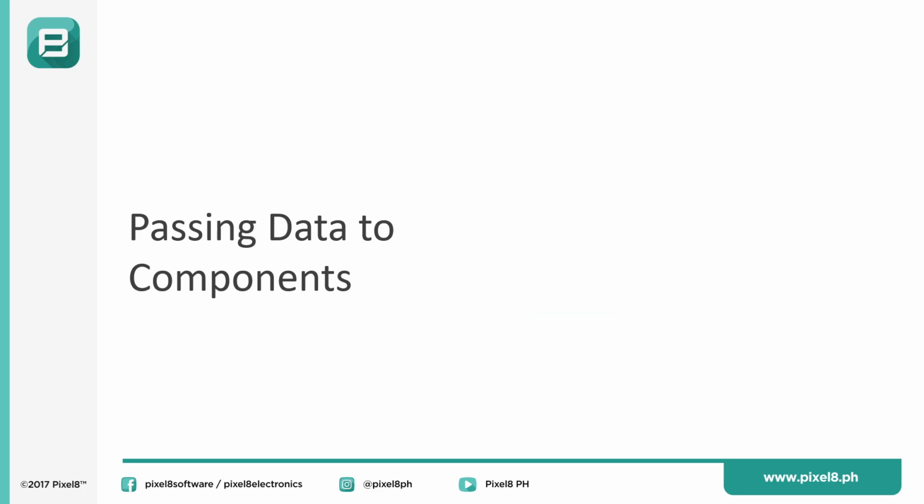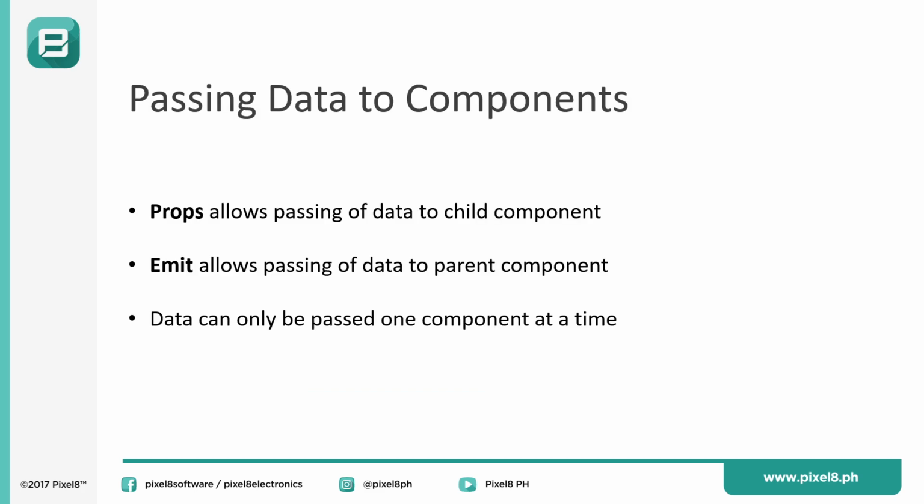So how do you pass data between components? We have two ways to do that. First is props and the other is emit. So what's the difference? Props basically allows the passing of data from the parent component to the child component, whereas emit allows the passing of data from the child back to the parent component. Also, data can only be passed from one component at a time. Later on, we'll show you why is that.